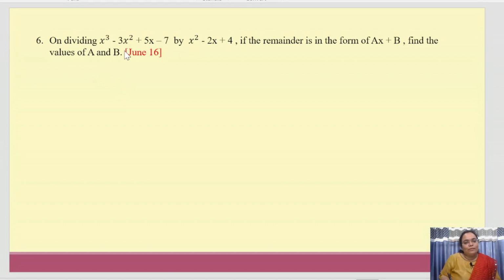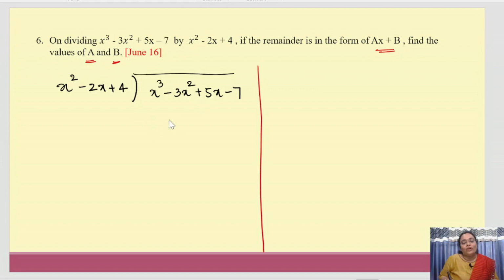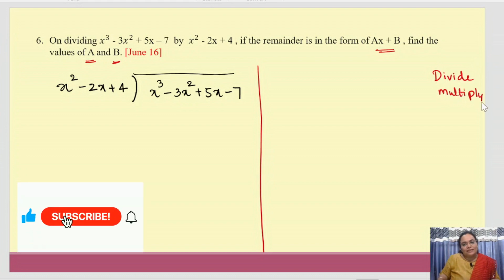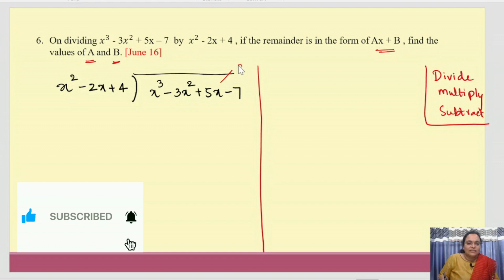On dividing x cubed minus 3x squared plus 5x minus 7 by x squared minus 2x plus 4, if the remainder is in the form of ax plus b, then find the values of a and b. Okay, so we need to find the values of a and b. So let us divide these two polynomials, so we know how to divide them. Right, so we need to remember only three steps, that is divide, multiply and subtract. So let us take this as p of x and let us take this as g of x.